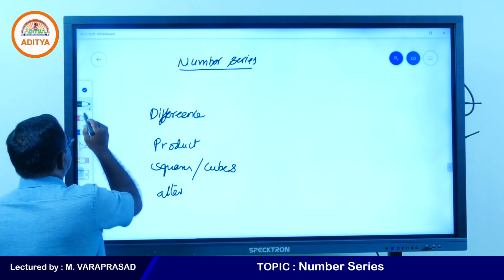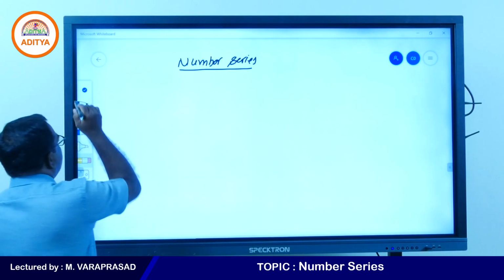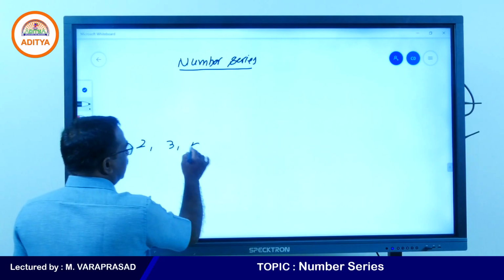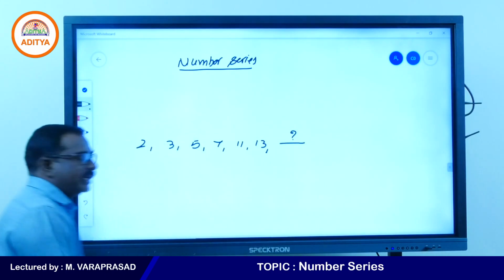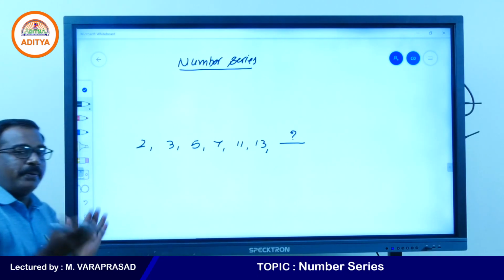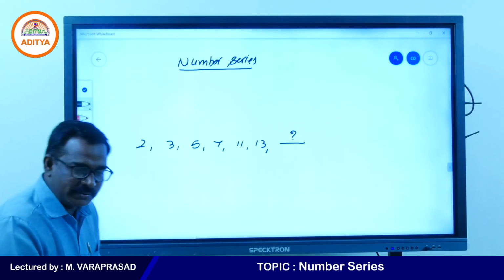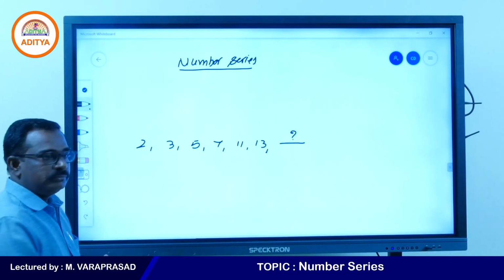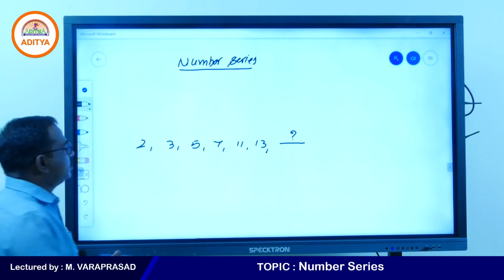Now see, we can start with one example and you can understand what a number series is. Number series means a series of numbers will be given. Suppose they give 2, 3, 5, 7, 11, 13 and what is the next one? So a series of numbers is given in a particular order, particular pattern, particular logic. What is the next one here is being asked. 2, 3, 5, 7, 11, 13 and a question mark is given.